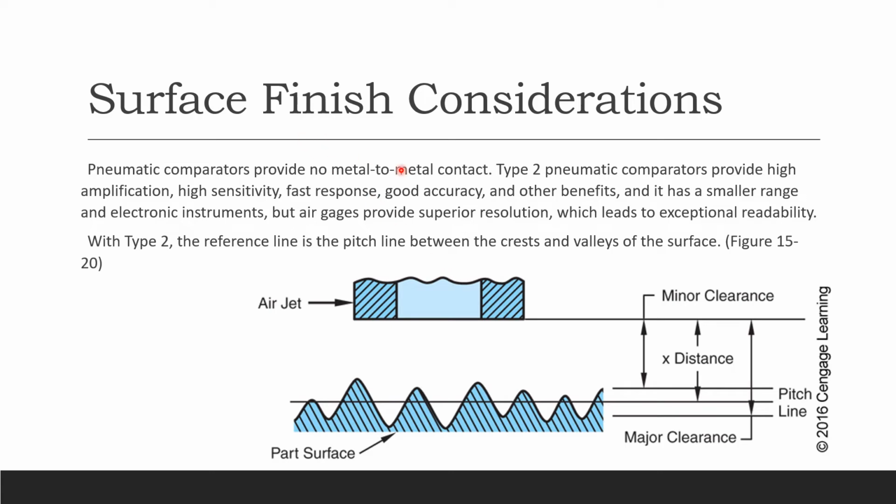So for surface finish, type 2 is good. Why? Because it has high amplification. And for type 2, we go by the pitch line. That's your reference line. Where is the pitch line? The pitch line is between the crests and the valleys. And that's all you need to know now.